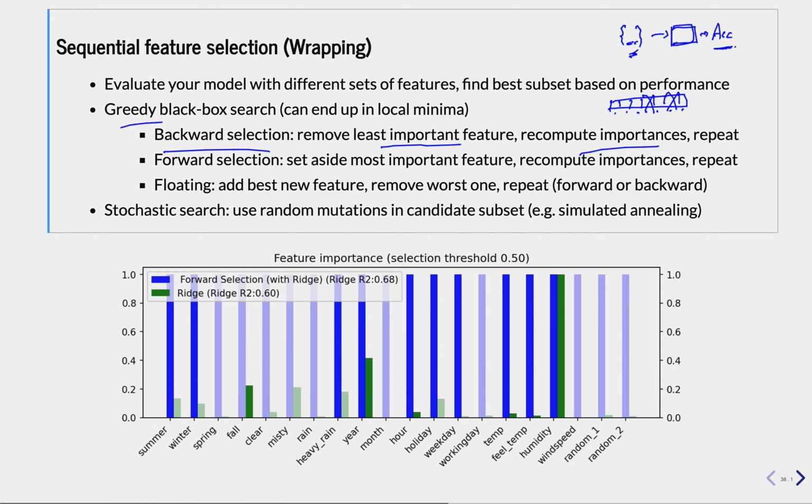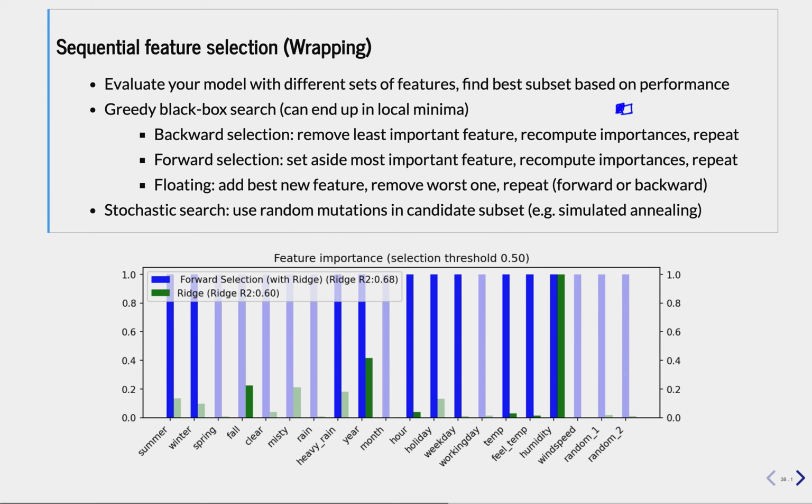Forward selection works the other way around. So here we start with one single feature. We try every single feature, we give it to our model, we see which one has the highest accuracy, and then we keep that. And so this is fixed now. And then we add a second feature.